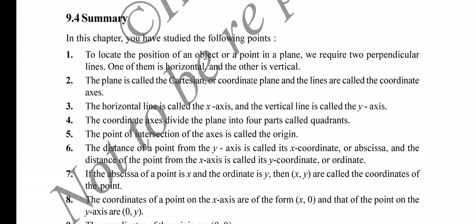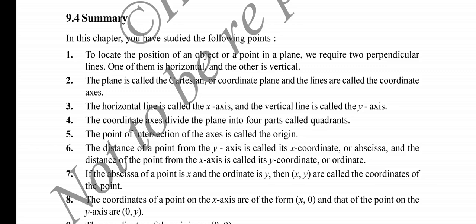In this chapter you have studied the following points. To locate the position of an object or a point in a plane, we require two perpendicular lines.